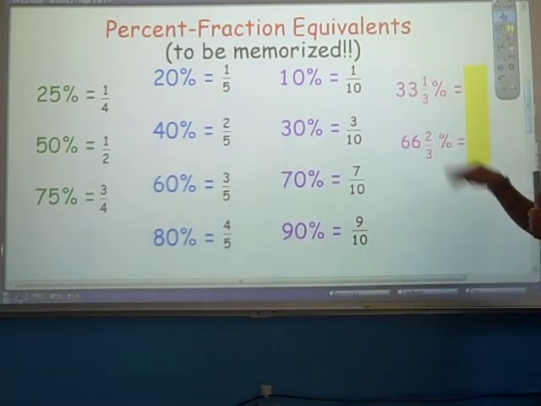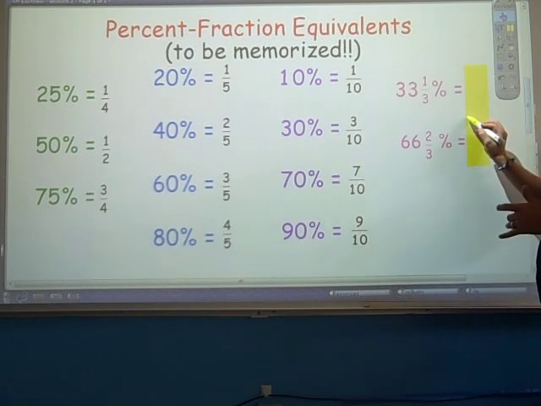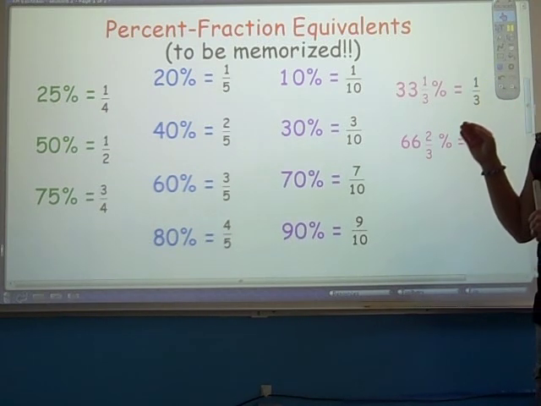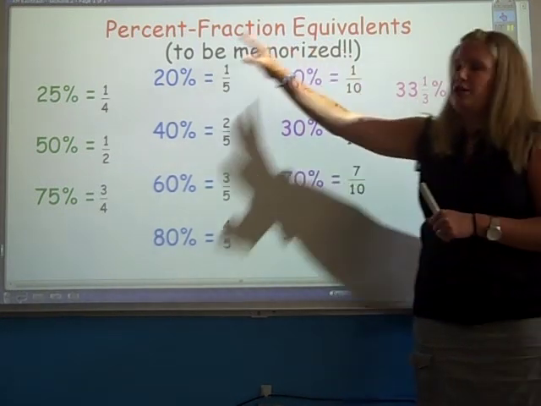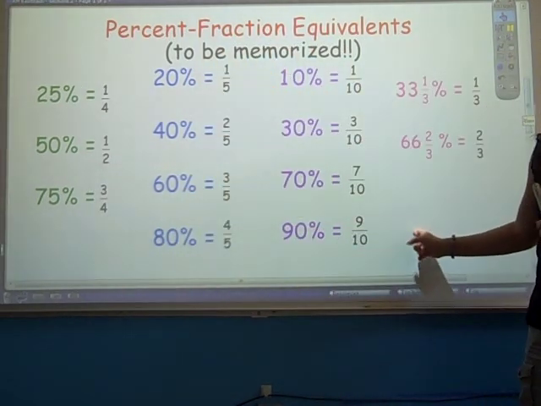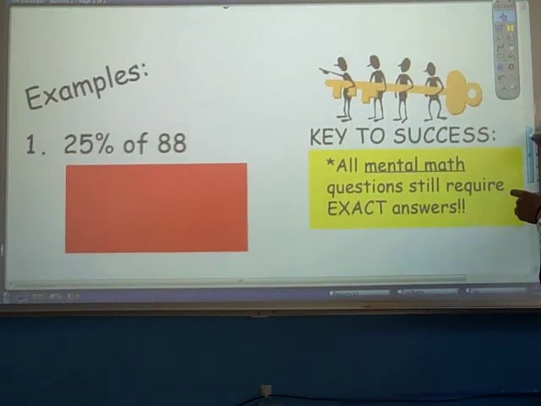And then 33 1/3% and 66 2/3% are the repeating percents that I need you to memorize. And they are 1/3 and 2/3. So pause me if you need to. Write down all of those. These need to be memorized. So let's do some examples.